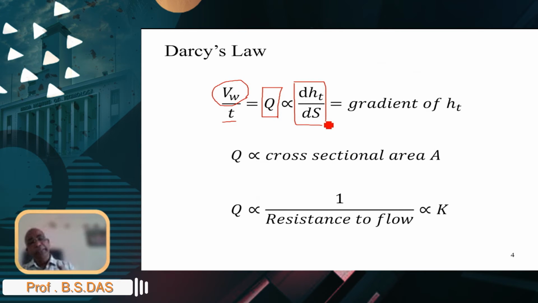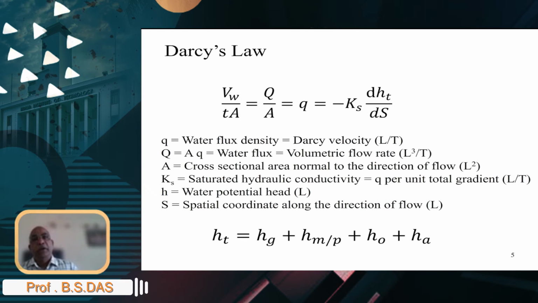So these three things, the flow rate directly proportional to the gradient of the total potential head, directly proportional to the cross-sectional area normal to the direction of flow, and directly proportional to the conductivity of the medium, can therefore be combined into something called Darcy's law, which tells us that the flow rate, this capital Q per unit area normal to the direction of flow, is equal to the conductivity times the total potential head gradient.